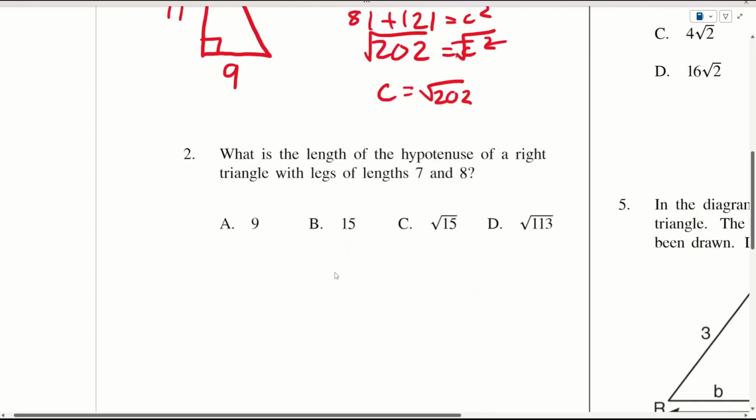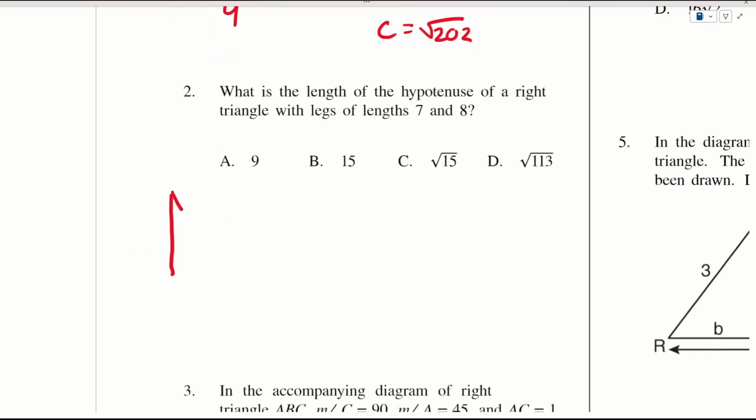Question 2. Question 2 is basically the same thing as question 1, but the numbers change. What is the length of a hypotenuse of a right triangle with legs of lengths 7 and 8? The best way to do this is, again, draw a picture, which is a right triangle. We have the lengths of our legs, which is 7 and 8. Remember, our shorter side is 7, and our longer side is going to be 8. We're just missing the hypotenuse. So by using the Pythagorean Theorem, a squared plus b squared equals c squared, we just substitute everything in for a and b except c.